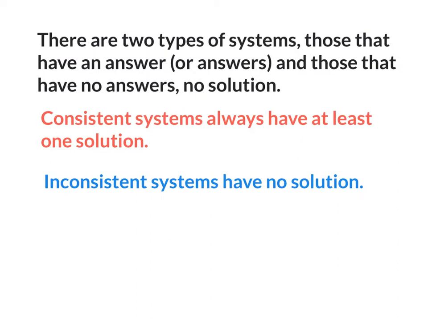Don't copy this down. I'll tell you what to copy down in a bit. There are two types of systems, those that have answers and those that don't have answers. Okay? A consistent system always has at least one answer. An inconsistent system has no solution. It's best to get the visual of this by looking at the wall right there.